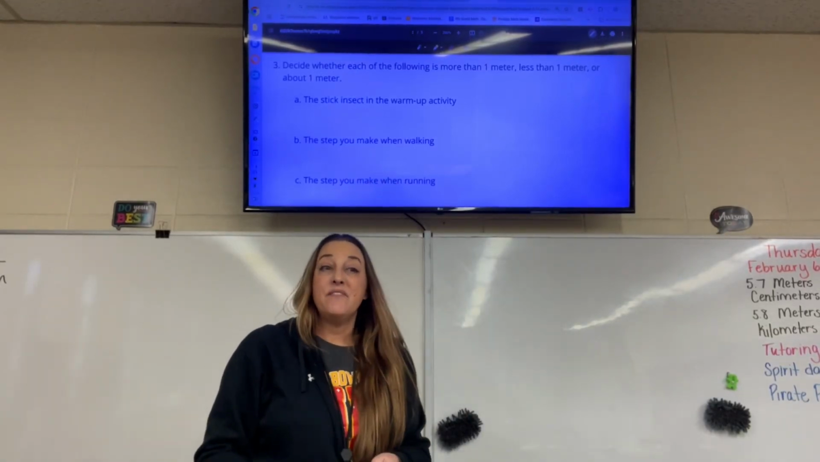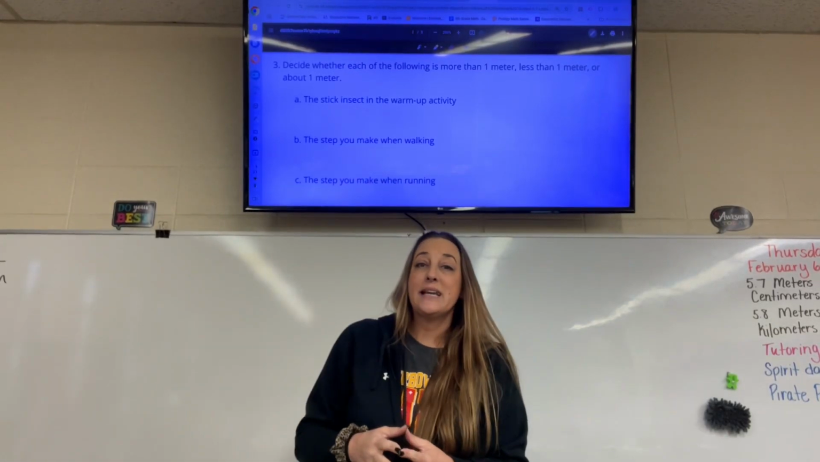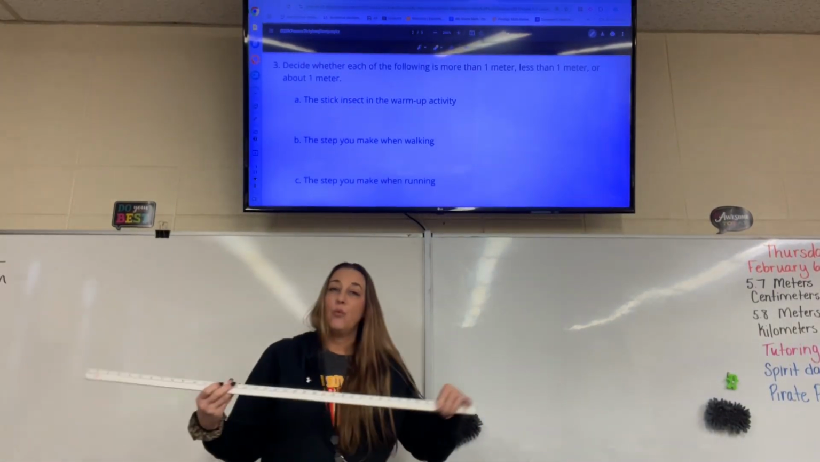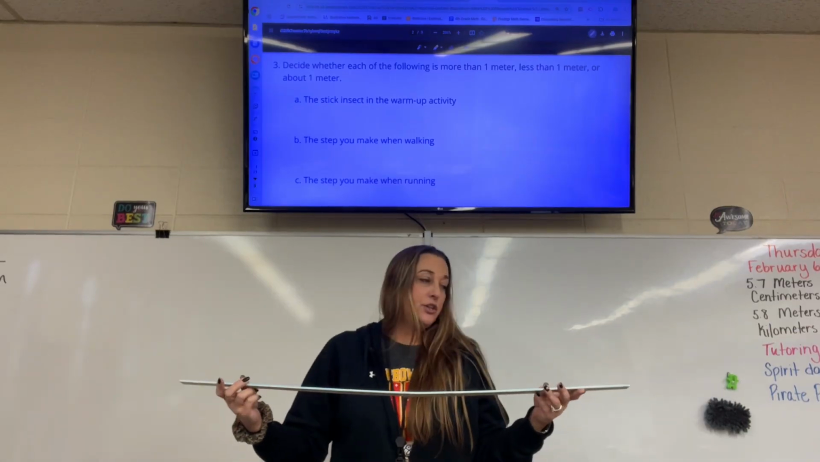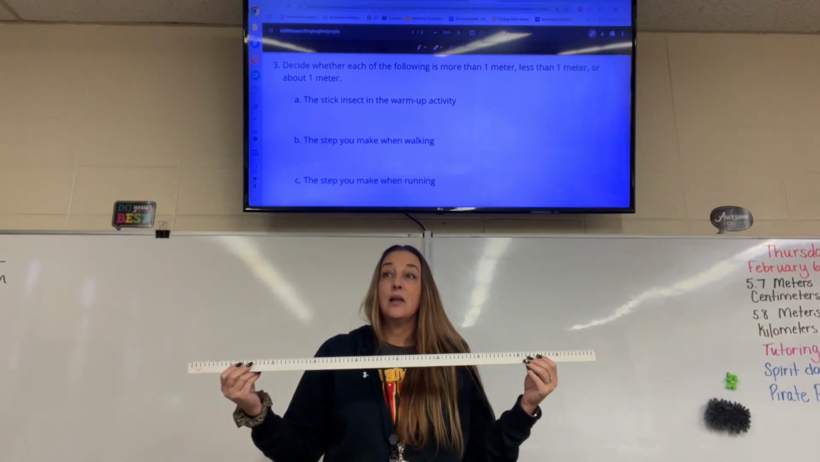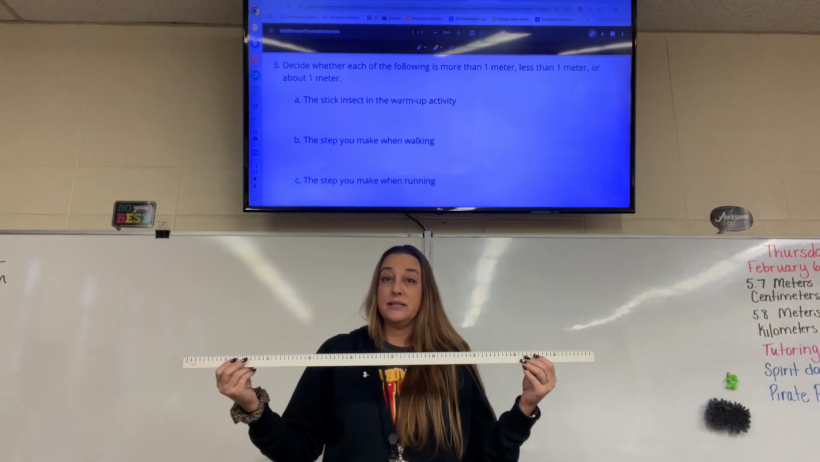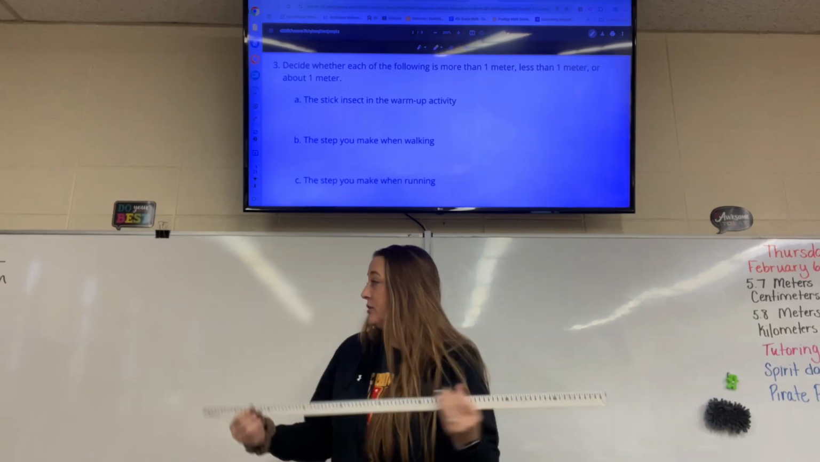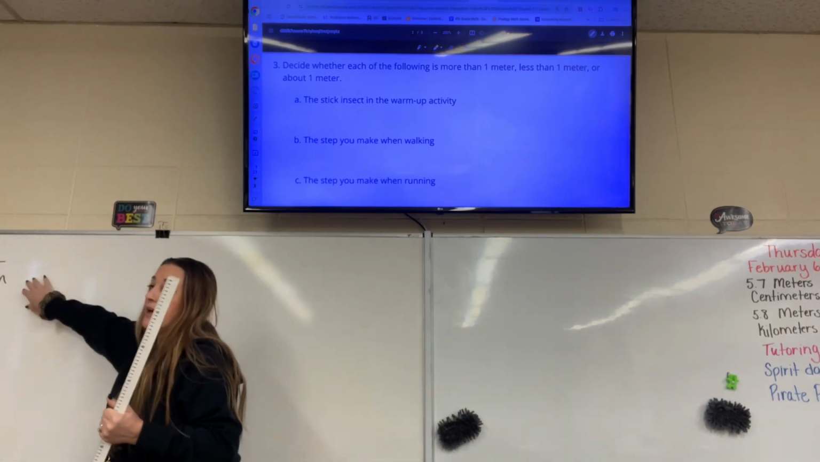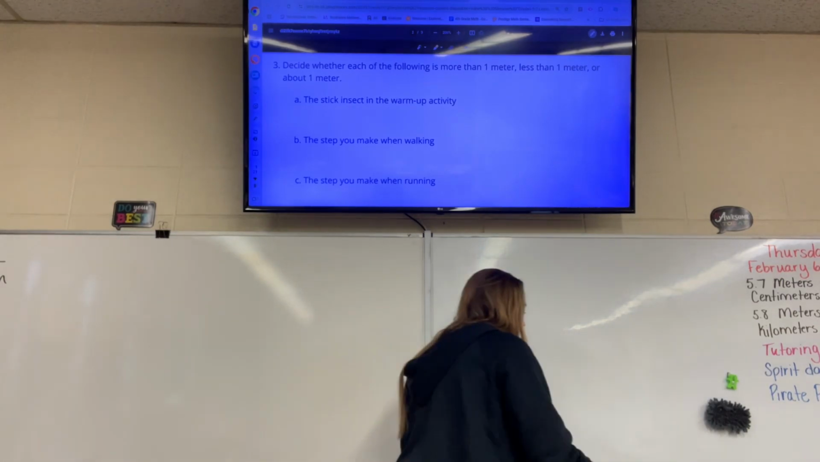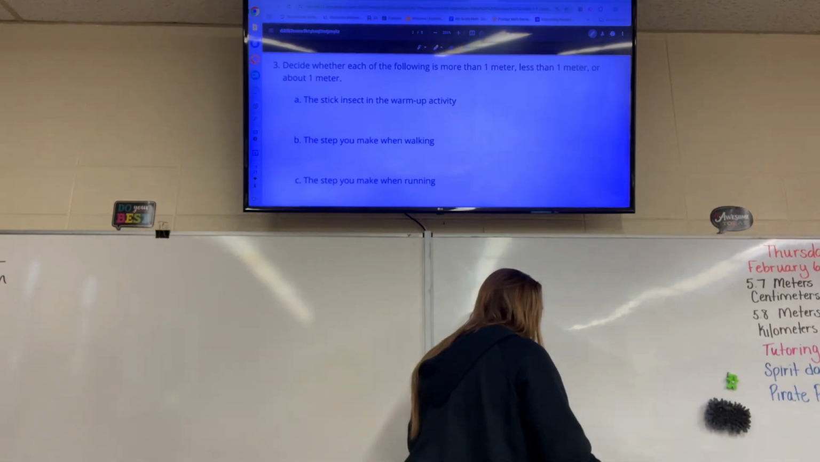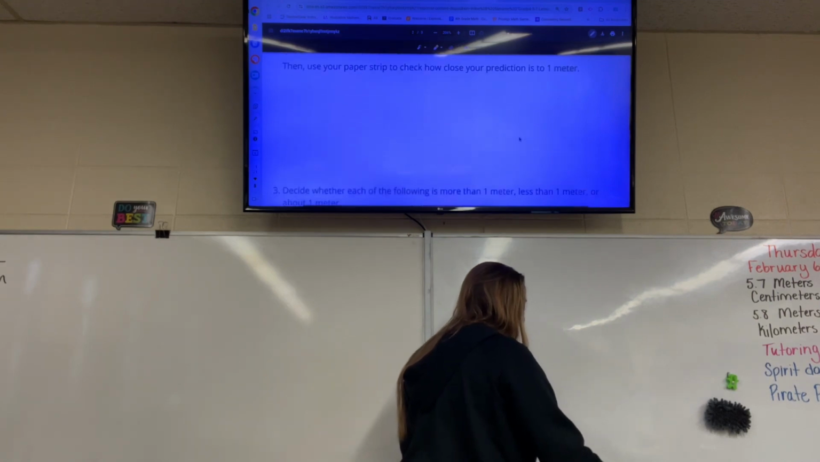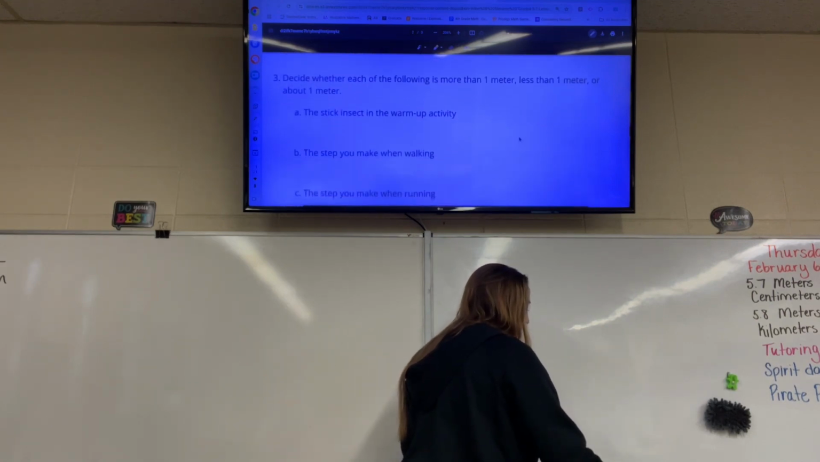Today we're doing lesson 5.7, meters and centimeters. Now we have already talked about that 1 meter is equal to how many centimeters? 100 centimeters. 1 meter is equal to 100 centimeters. So I've got that right here as a reminder. Okay, so we have already talked about some things in our classroom that are about 1 meter long.